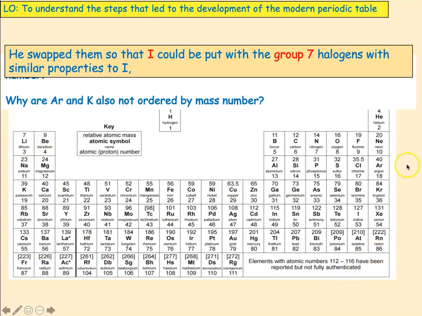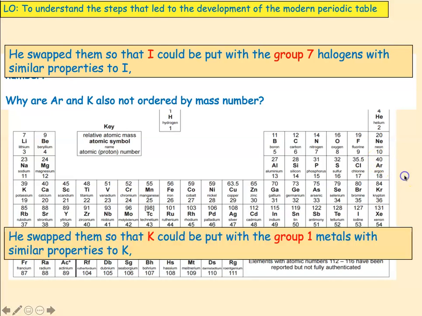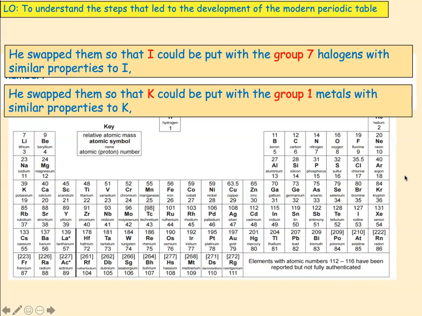If you look at argon and potassium, argon has a mass of 40, whereas potassium has a mass of 39. So really, argon should be down with the group 1 elements and potassium would be up here. So he swapped them round so that potassium could be put with the group 1 metals. Okay, so argon and potassium are two that he swapped, and tellurium and iodine.